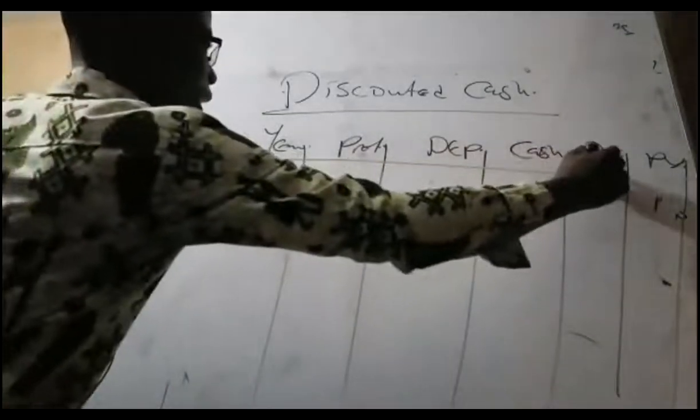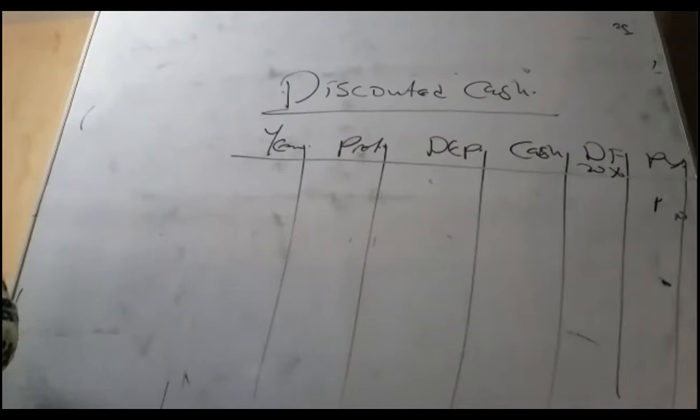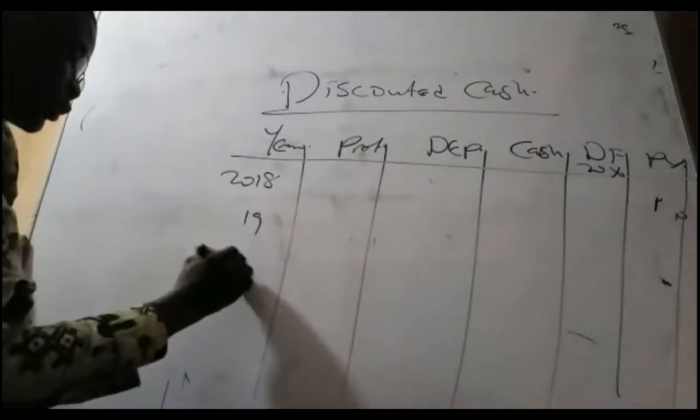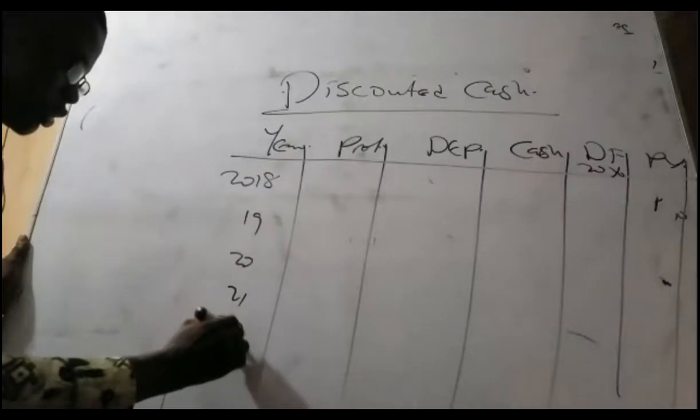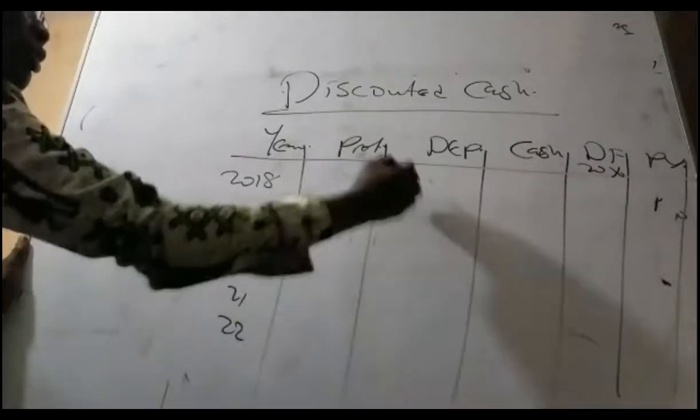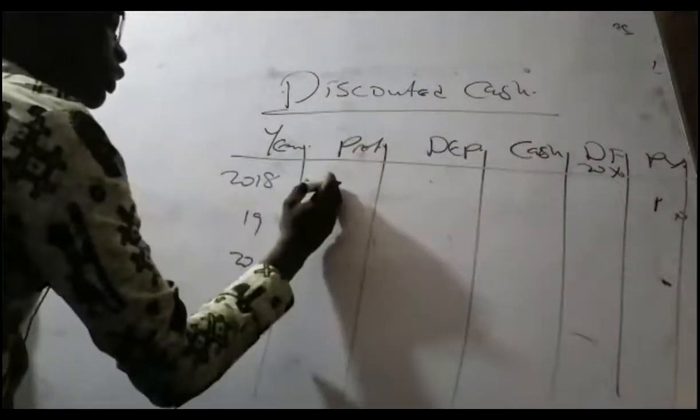So that's all. Bring the cash flow. The discount factor is 20%, so you can quote them. They quoted some years, so you just have to include those years. They started with 2018 up to 2022. So don't forget, you have to start from 2018, 19, 20, 21, 22. The profit will come, depreciation comes, and then you add this one to this, you get the cash flow.